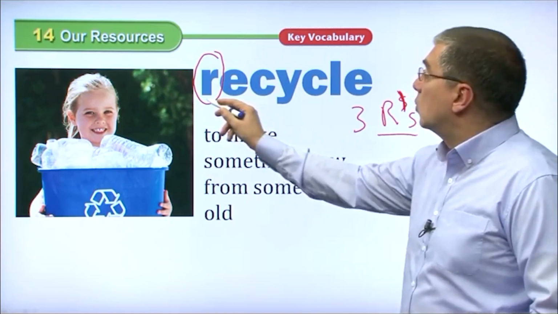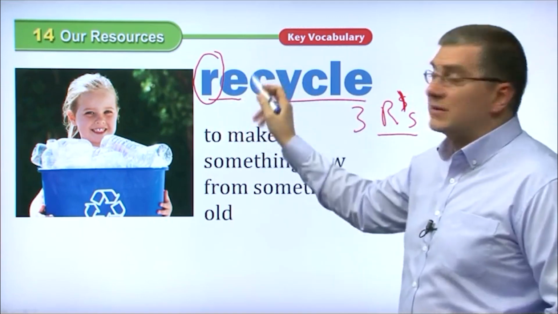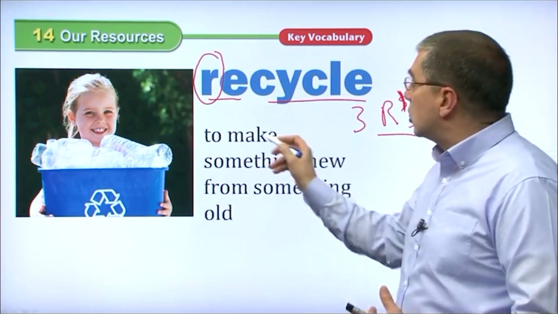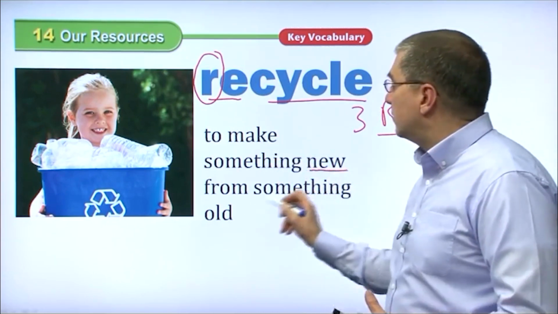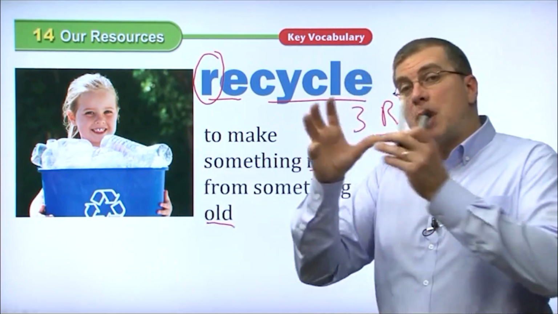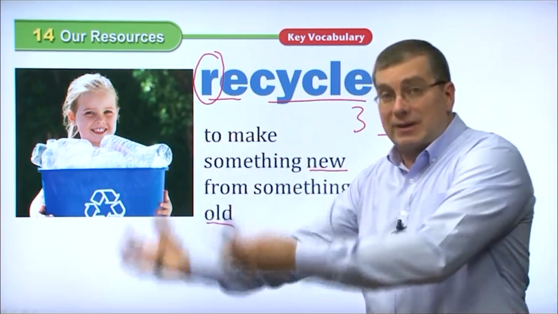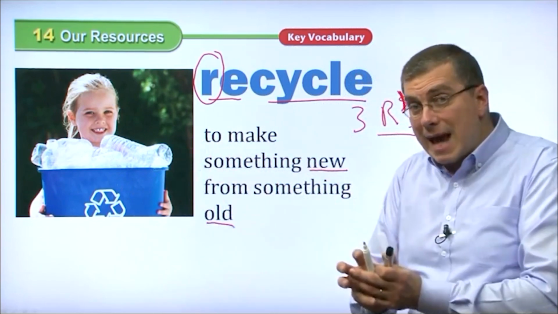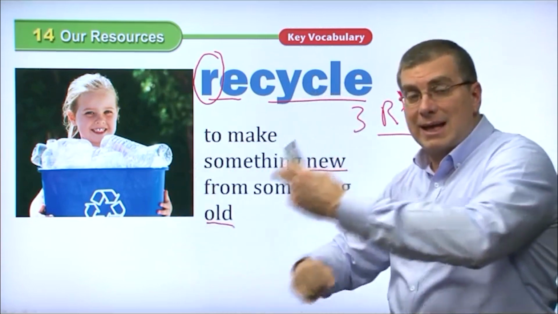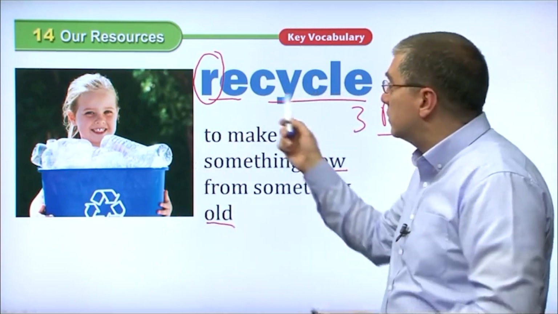The third R is recycle. Re in this case means again too, because you're cycling something again. You're making something new from something old. You're throwing away your old plastic bottles in a bin. They will go back to the factory. They will be broken down and made into something new. It's kind of a cycle for making new products. So you're using it again.